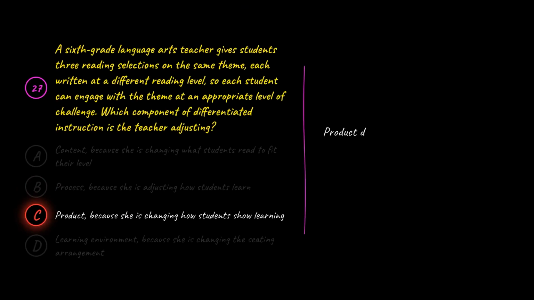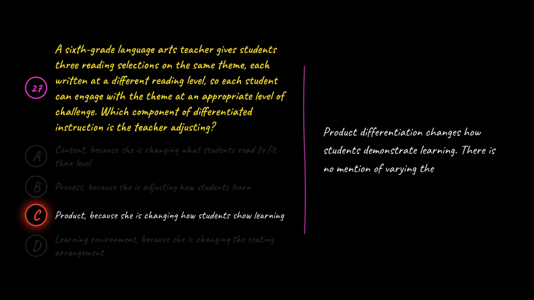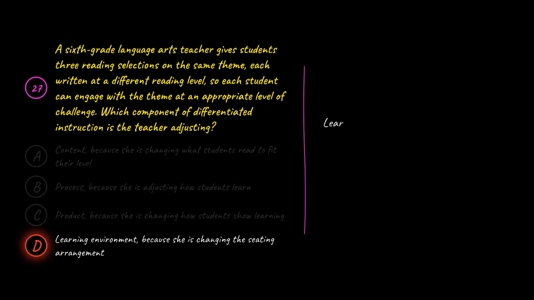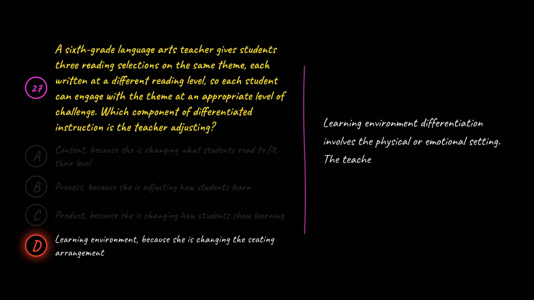C is wrong because product differentiation changes how students demonstrate learning. There is no mention of varying the output here. D is wrong because learning environment differentiation involves the physical or emotional setting. The teacher's adjustment here is about reading materials, not seating.